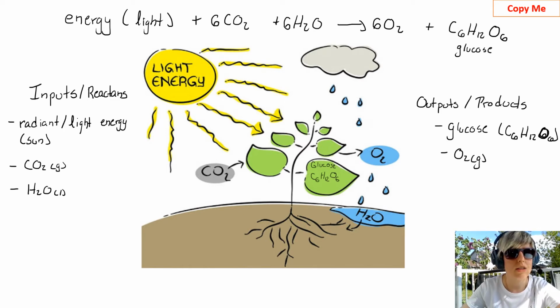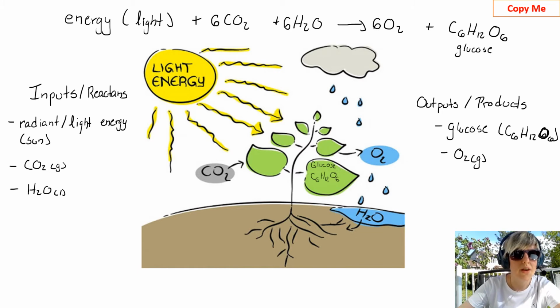And if we're looking at our balancing quickly, we can see 6 carbon dioxide, so 6 carbons on our reactant side, 6 carbons on our product side in glucose. If we have 6 molecules of water, 6 times 2 is 12 hydrogens, and I see 12 hydrogens in glucose. And if we're looking at our total oxygens, we have 6 oxygens in the water, and we have 12 oxygens in the carbon dioxide, giving us a total of 18 oxygens. And on our product side, 6 times 2 is 12 in the oxygen gas that we make here, and then 6 in our glucose, giving us our total of 18.